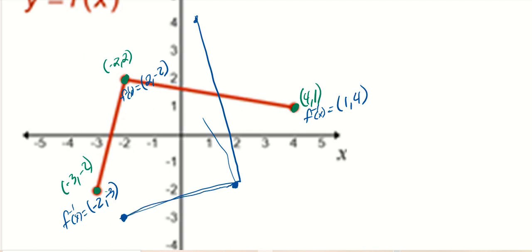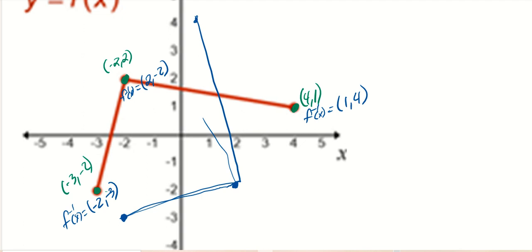All right. So again, when we are looking at our inverses as graphs, we would want to try to take our numbers, our ordered pairs, and just invert the numbers.